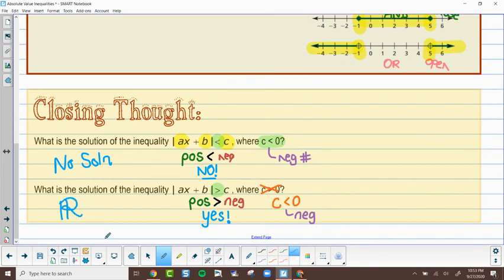I'm just going to do a fancy R for shorthand, but be sure on your tests, quizzes, and practice to use proper notation.